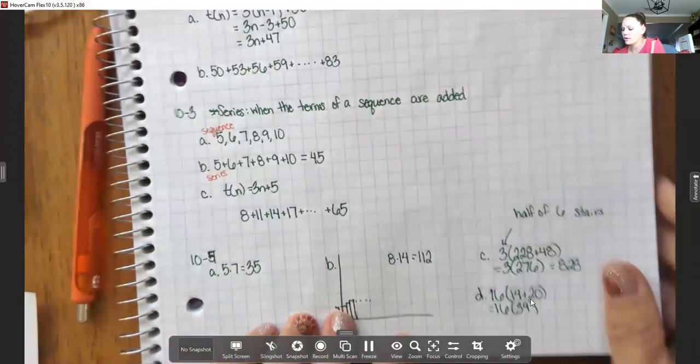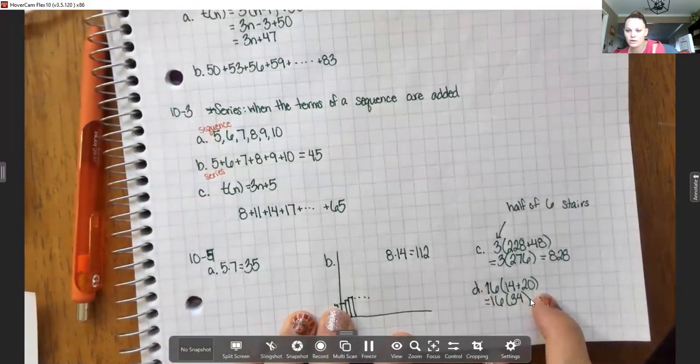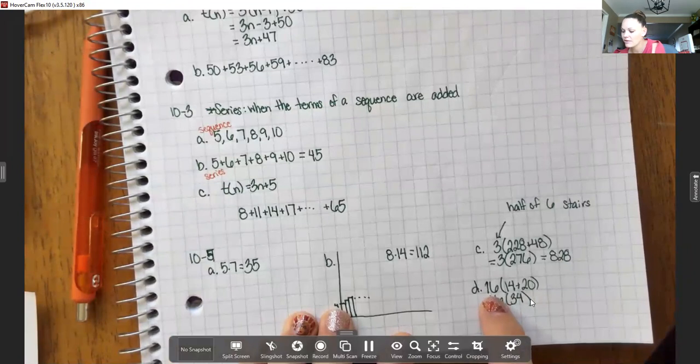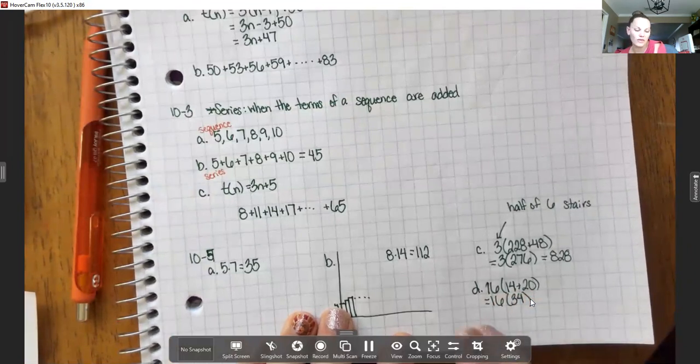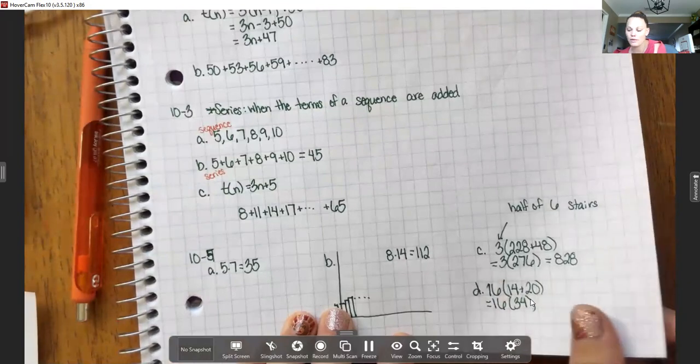So this is what I wrote on D: 16 times 14 plus 20. Again, 16 was half of 32. The first stair was 14 tall. The last stair was 20 tall. We don't care what each one was in between. We just want to know what they add up to at the end on that problem.